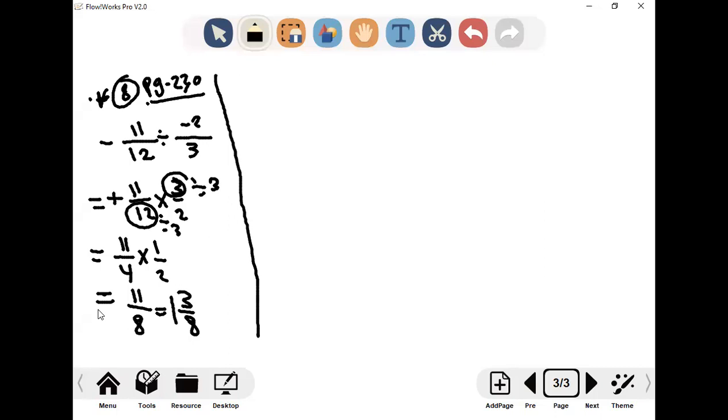Question 9. In question 9, we have: what is the simplified value of the expression m over n, given that m is equal to 4 over 5 and n is equal to negative 0 point. Go. Put your hand down, do the question quickly.